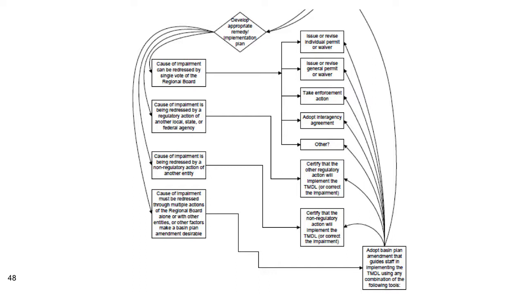Some examples of when this happens is when we issue an individual permit, or a waste discharge requirement, or an NPDES permit, or a waiver of a WDR. If in doing so you can say that we are now fixing the sources of the problem and we're going to solve the impairment. This can be an individual permit, it can be a general permit, but it's one action of the board.